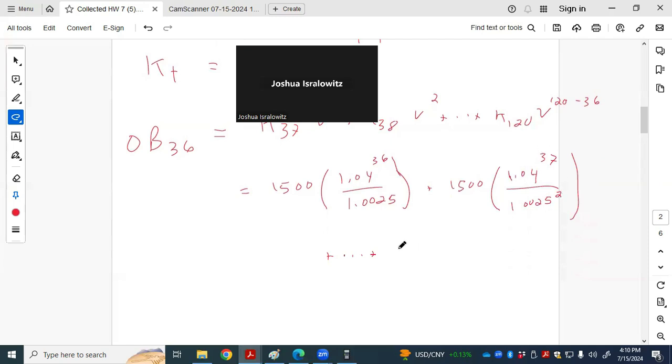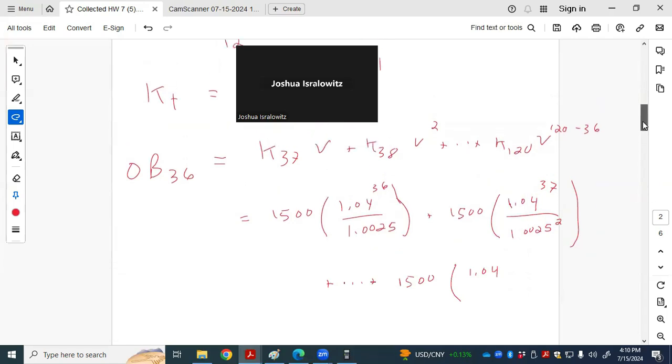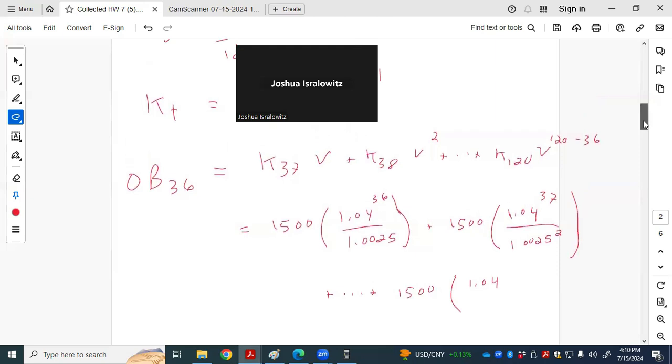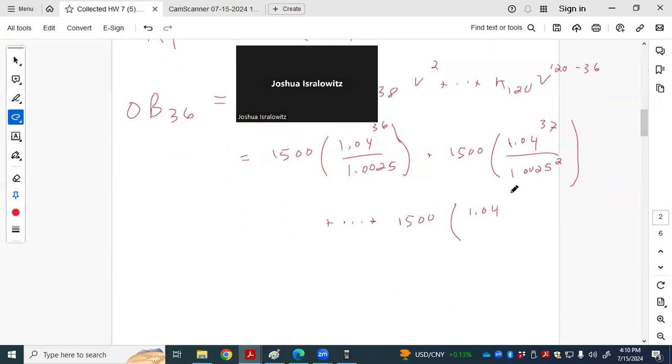And the last one is 1,500 times 1.04 to the, sorry, 119, 120 minus 1. 120 minus 36 is 84. Right.